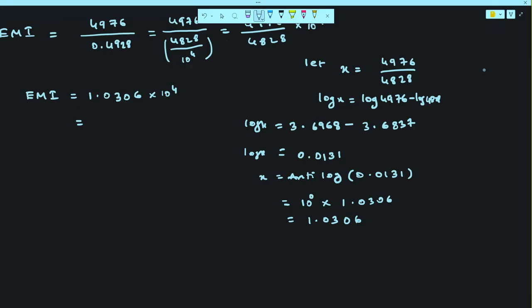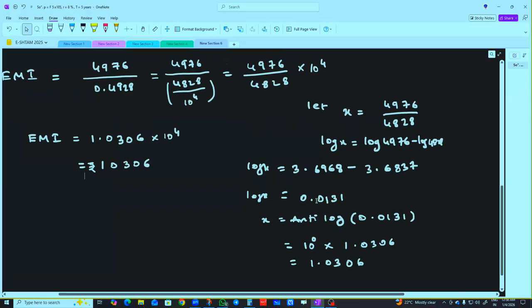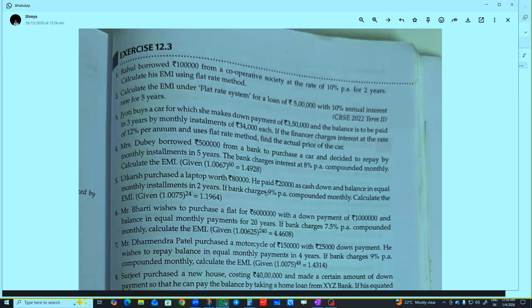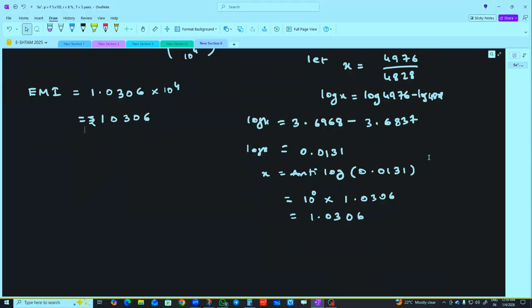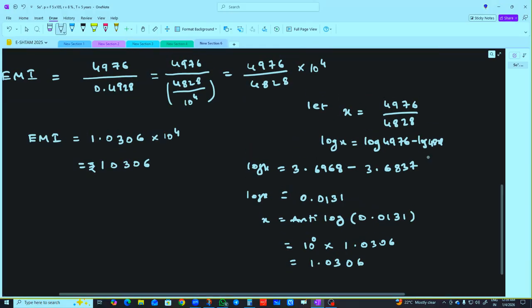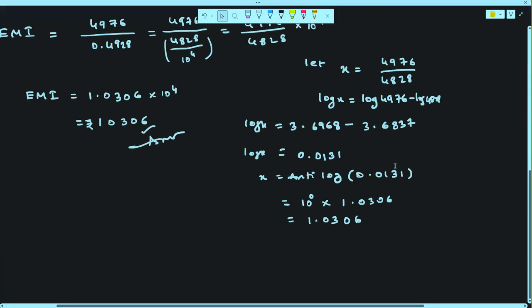So 10 power 4 means what? 1, 2, 3, 4. So it will be 10306. This is the EMI, so 10,306 rupees, versus 10,147. 150 rupees extra. So this is the answer. So understood this one?